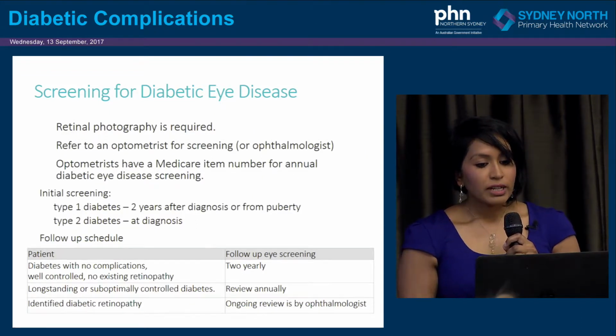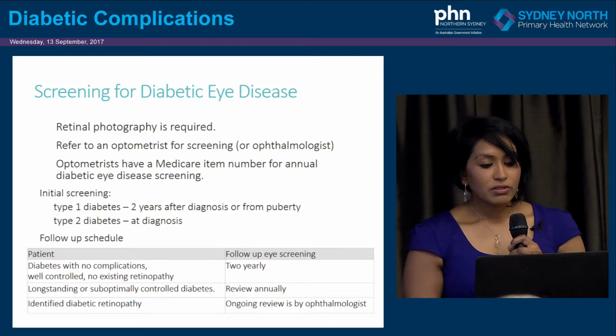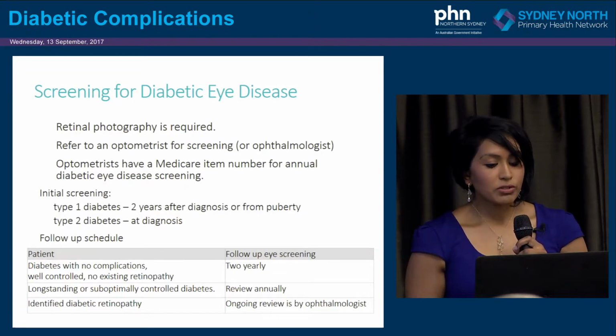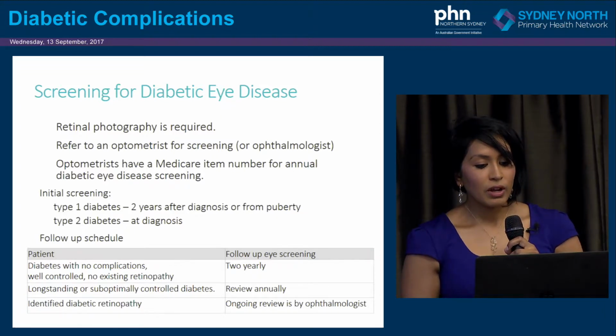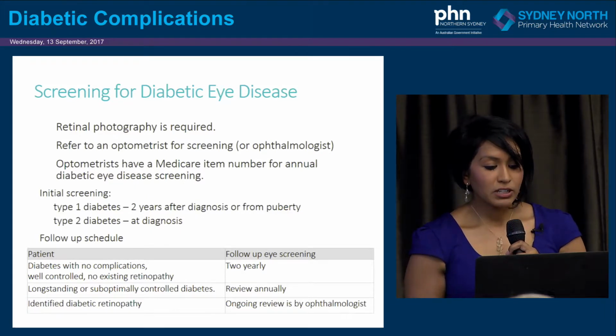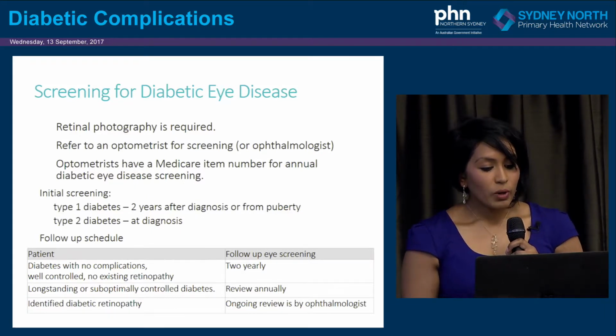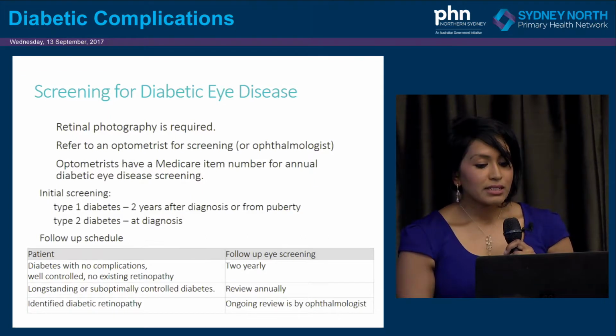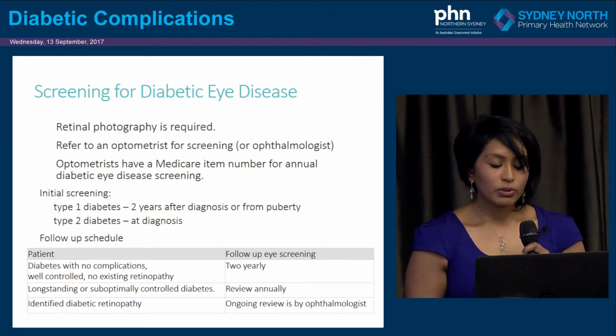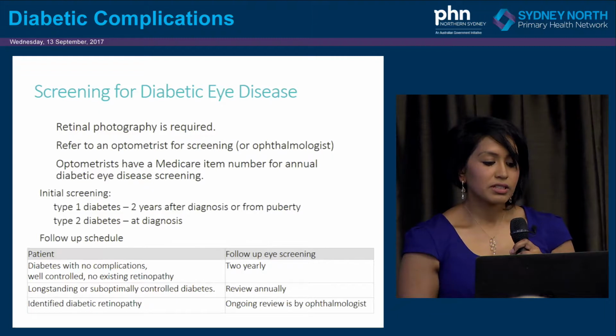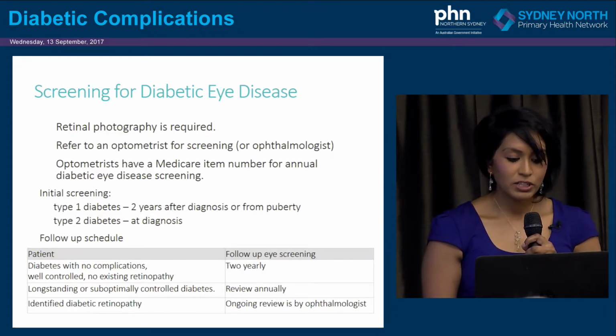So in terms of screening for diabetic eye disease, photography is required, so an optometrist referral is needed for screening. The other option is to see an ophthalmologist for screening, but optometrists do have a Medicare item number, so it can be potentially covered by Medicare for patients. So with type 1 diabetes, screening begins at 2 years after diagnosis or from puberty, and for type 2 diabetes, screening should begin at the time of diagnosis, as I mentioned.